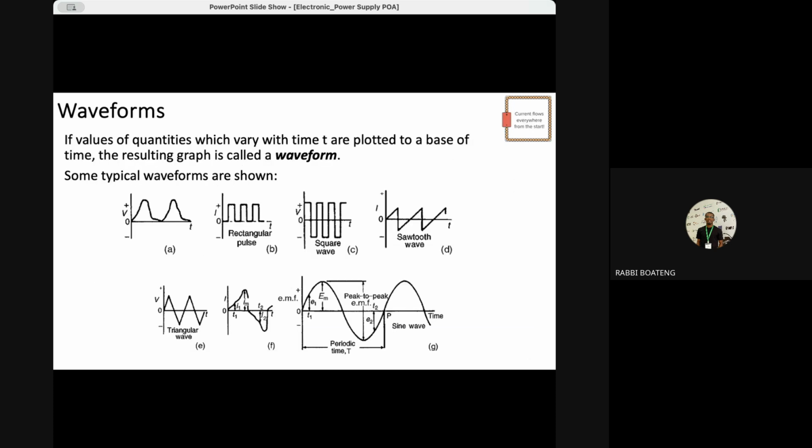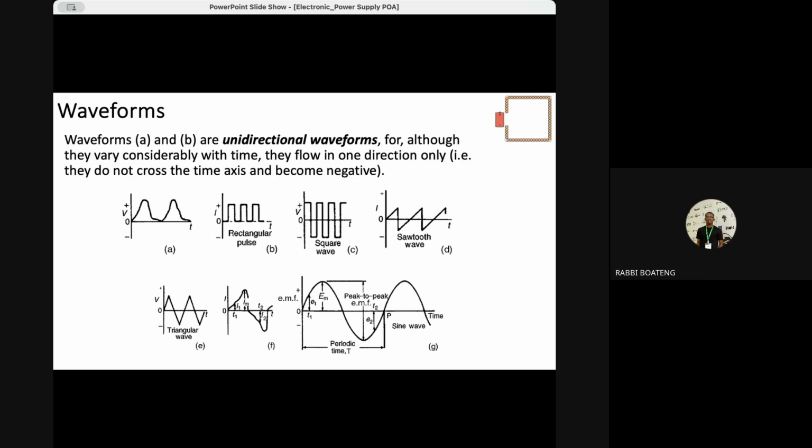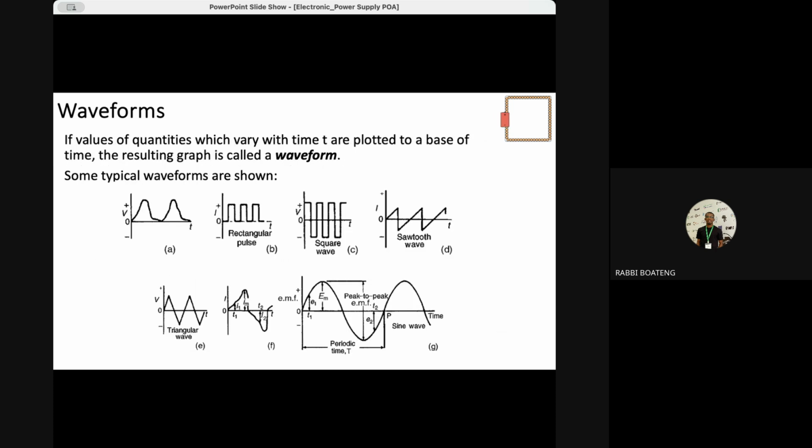And did we do something called a waveform? Yes, we did this one. Okay. So maybe let me start the recap from waveform. As I explained last week, anytime we have a quantity, and the quantity varies with respect to time, we call it a waveform.